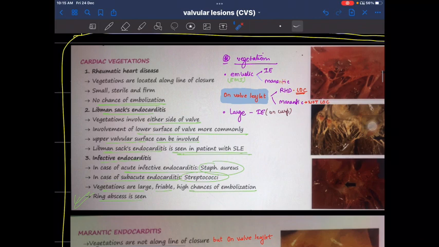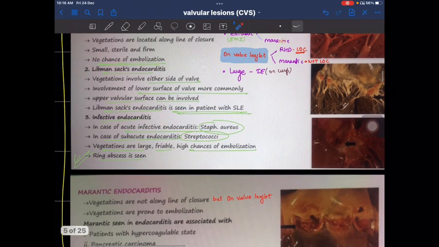So let's say rheumatic heart disease. These vegetations are located along the line of closure. This is very, very important. If the question mentions this, if it's along the line of closure, you straight away start thinking about rheumatic heart disease. These lesions, these vegetations will be small, sterile, firm, and there's no chance of embolization. So rheumatic heart disease does not embolize.